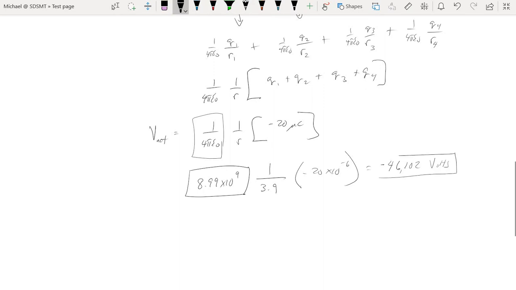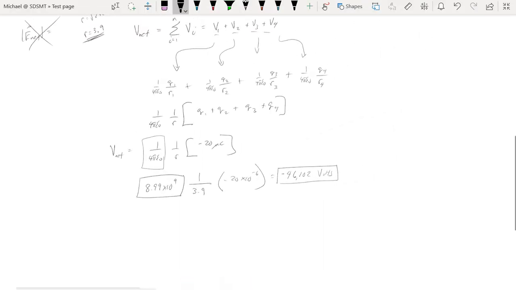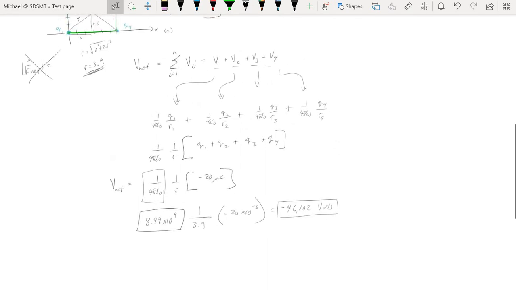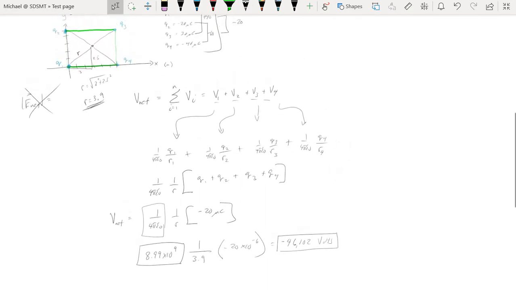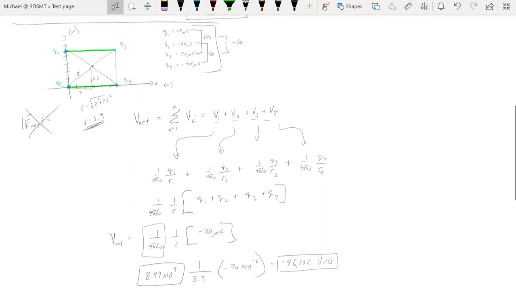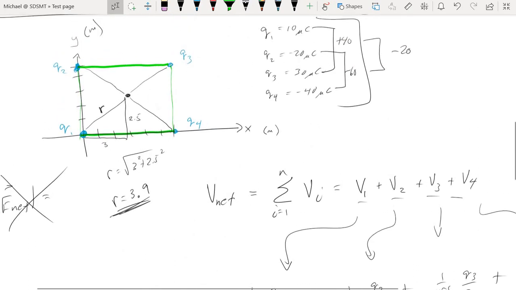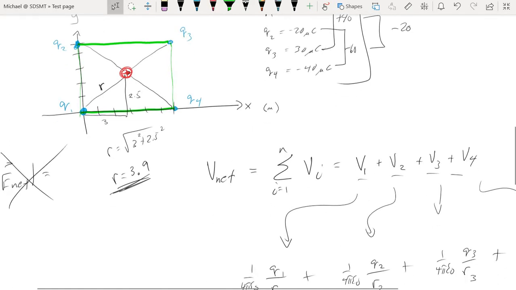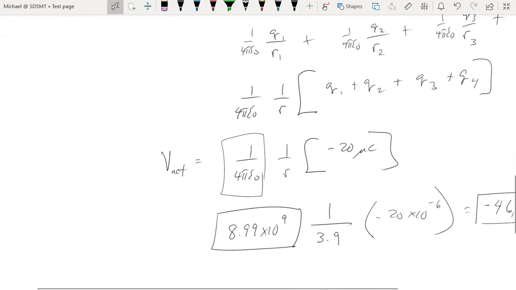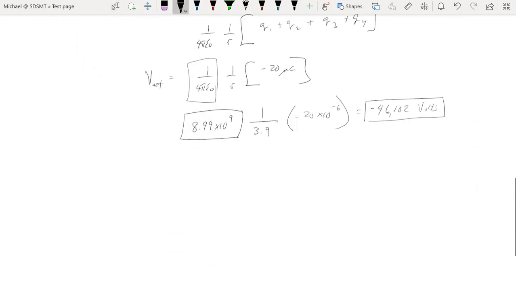So the fact that we have a negative potential at that location means that we can now take the next step in our problem, which is to insert a charge at that location. So maybe we insert a proton right at the center of that rectangle. If we do that, what will the potential energy of the system be?